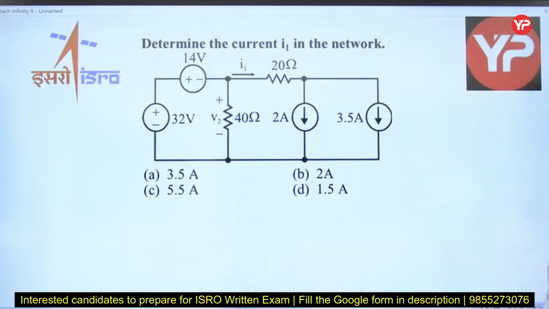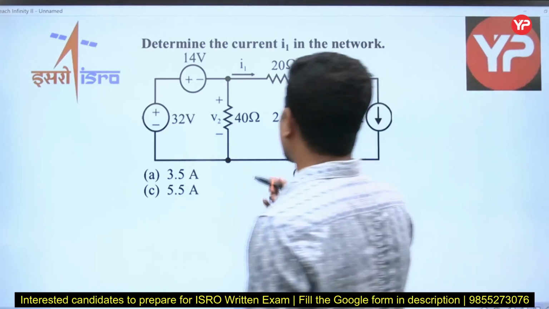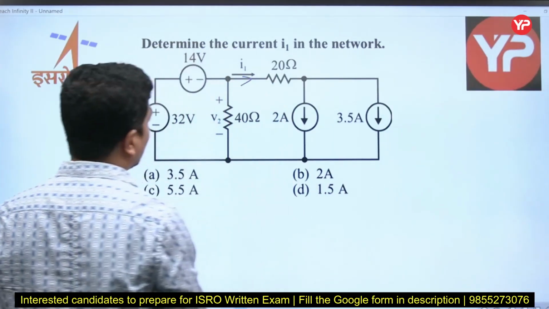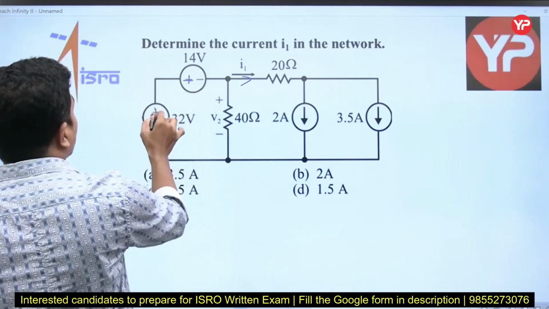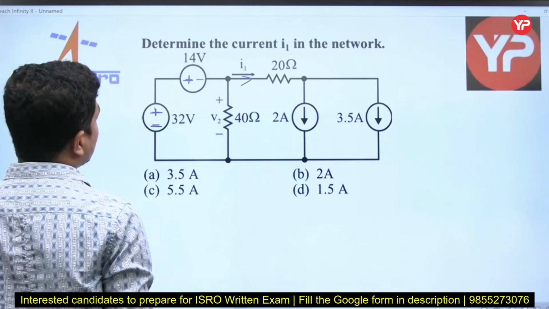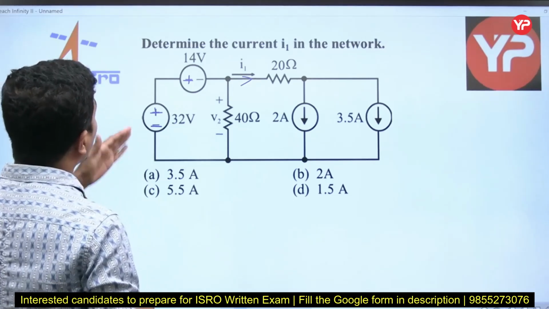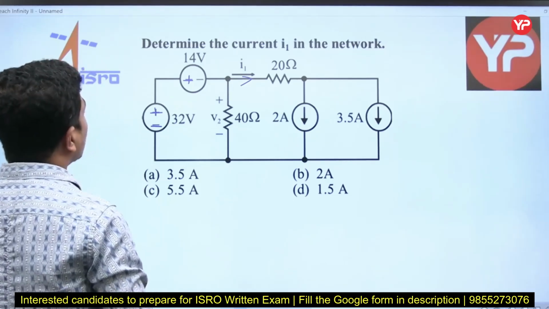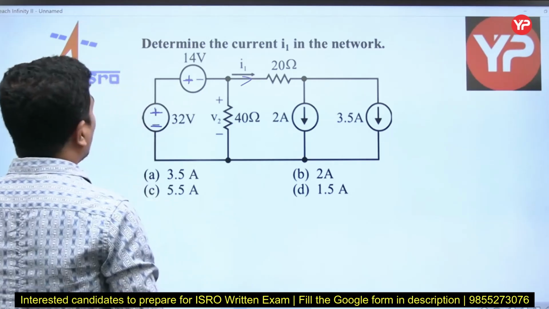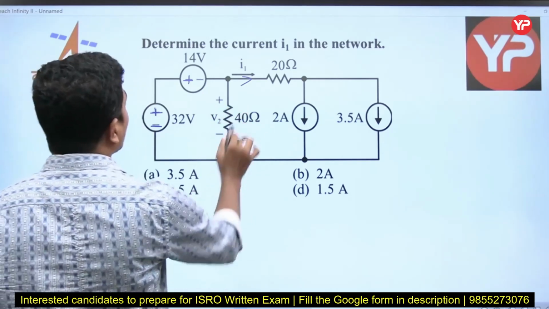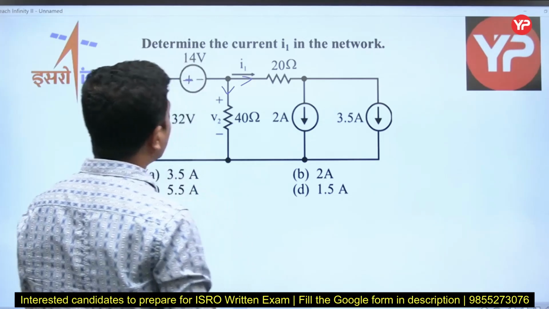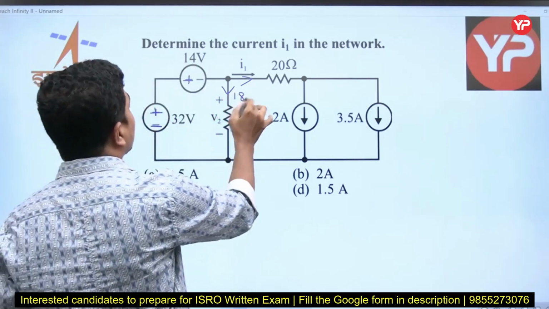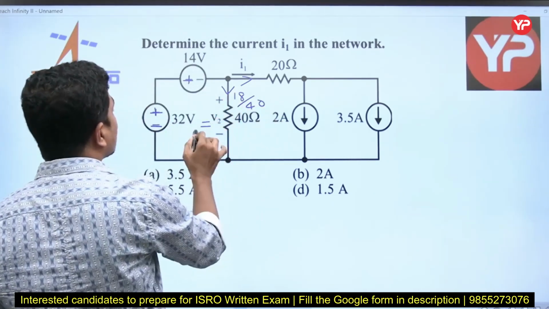Right. Next question. Determine the current I1 in the network. He is asking about this current I1. Now tell me, this 14 and this 32 are both in opposite. 34 minus 14 will be 20, 20 minus 2 will be 18. This voltage V2 is 18. Now what is this current? V2 is 18, and 18 divided by 40 is this current.